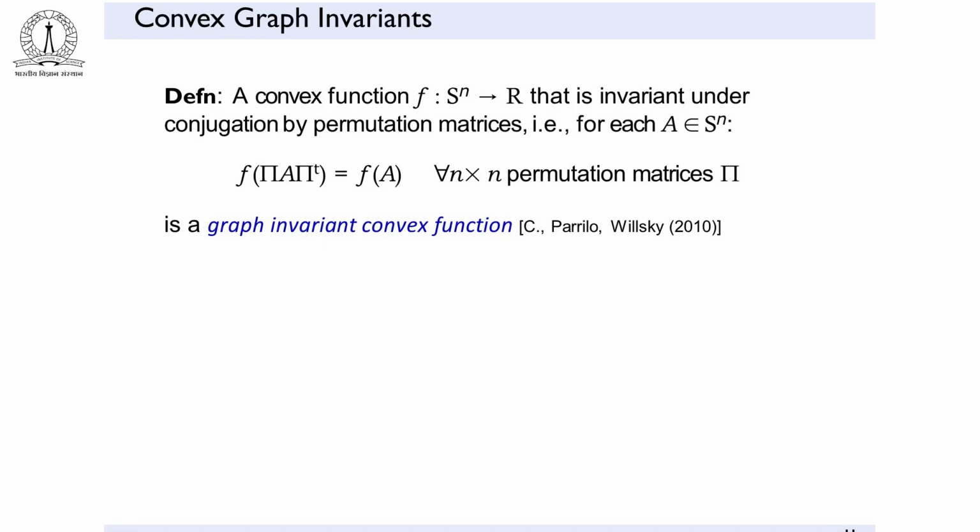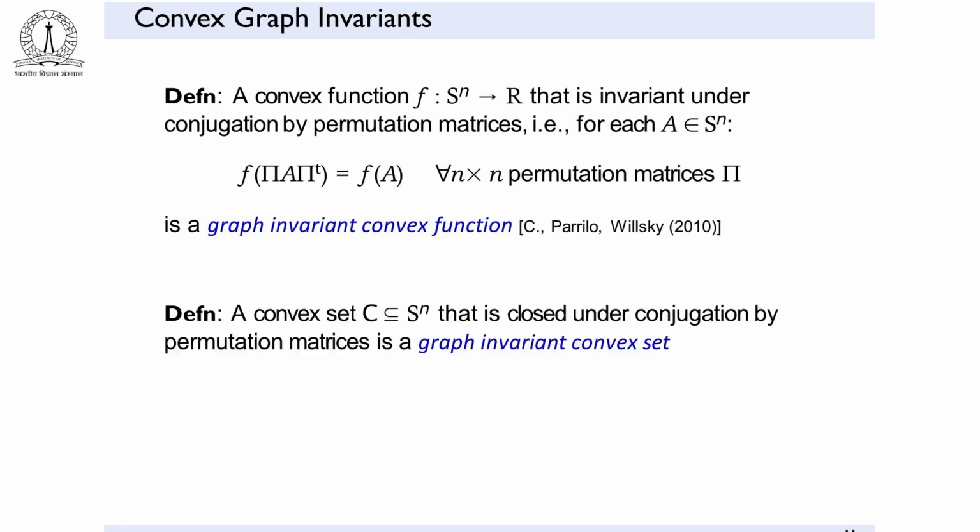A convex function that is invariant under conjugation by permutation matrices, meaning that for any symmetric matrix, you have this condition holding for all permutation matrices, will be called a graph invariant convex function. These are the convex functions you want to use in convex relaxations for hard graph problems.